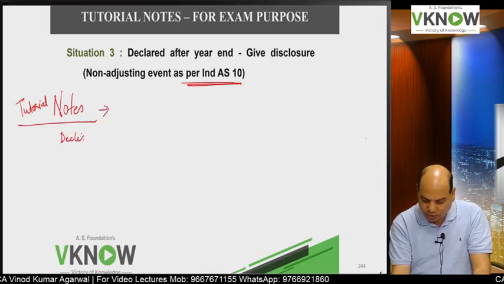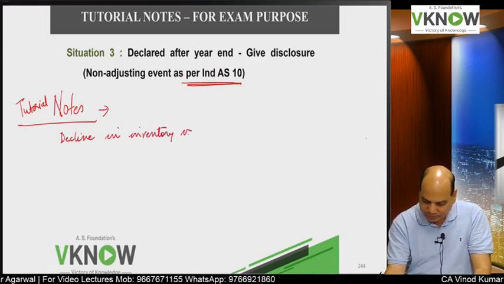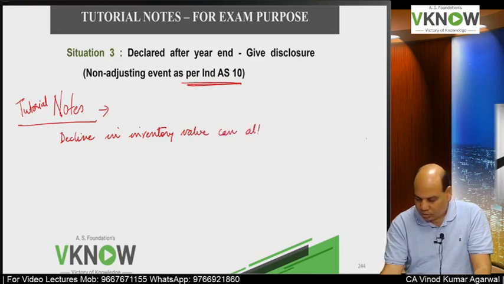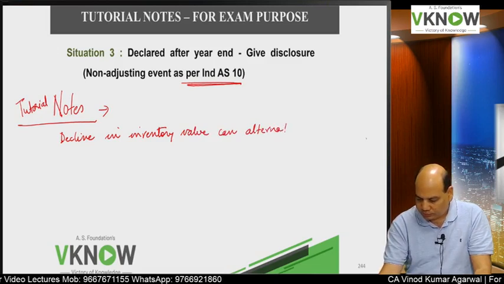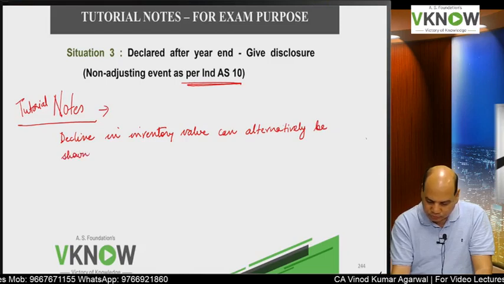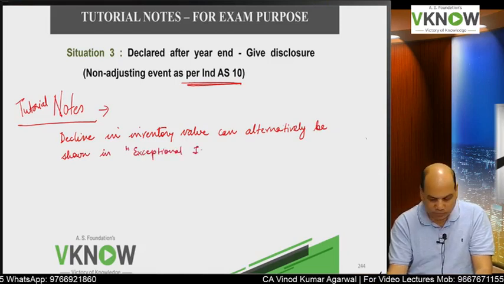Decline in inventory value can alternatively be shown as an exceptional item.